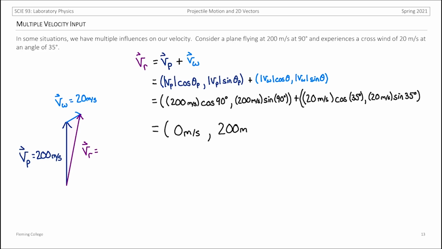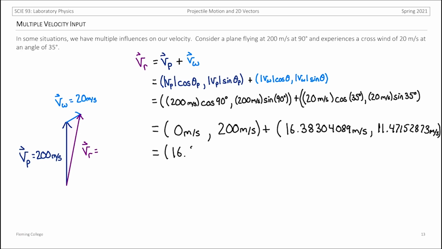We get components of 0 meters per second in the x direction. We get 200 meters per second in the y direction. And we're going to add that to the wind's components of 16 and a bit meters per second in the x direction and 11 and a bit meters per second in the y direction. So combining all of those, we get x and y components of our resultant velocity.